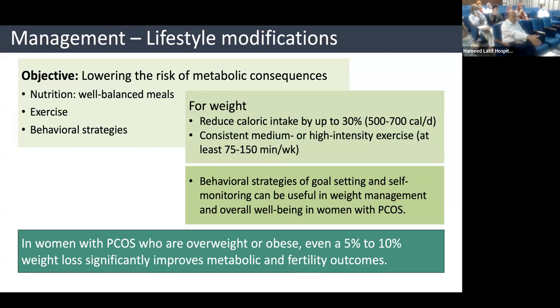We are talking about behavioral strategies, but in women with PCOS who are overweight or obese, even a 5% to 10% weight loss significantly improves metabolic and fertility outcome. 5 to 10%. So what I tell someone who is weighing 210 pounds, I tell them you don't have to be 150 pounds to achieve a pregnancy. She can have a pregnancy even at 210 pounds if everything favors her. But if she reduces her weight by 10 or 15 pounds, she doesn't have to come back to 150, which would probably be the normal, or 140. But if she just loses 10, 15 pounds, even that's going to make a lot of difference.